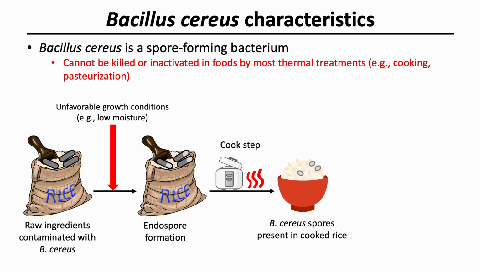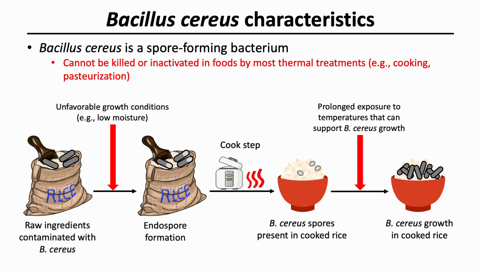So, for example, if raw ingredients such as uncooked rice are contaminated with B cereus, then B cereus spores can still potentially be present in the cooked rice, even after a standard cook step is applied. And furthermore, if that cooked rice is later exposed to temperature conditions that can support B cereus growth, then this can result in further outgrowth of B cereus. For example, B cereus can potentially grow at temperatures as low as 41 degrees Fahrenheit in some cases. Thus, if cooked rice is kept at this temperature for extended amounts of time, B cereus could grow to high numbers.